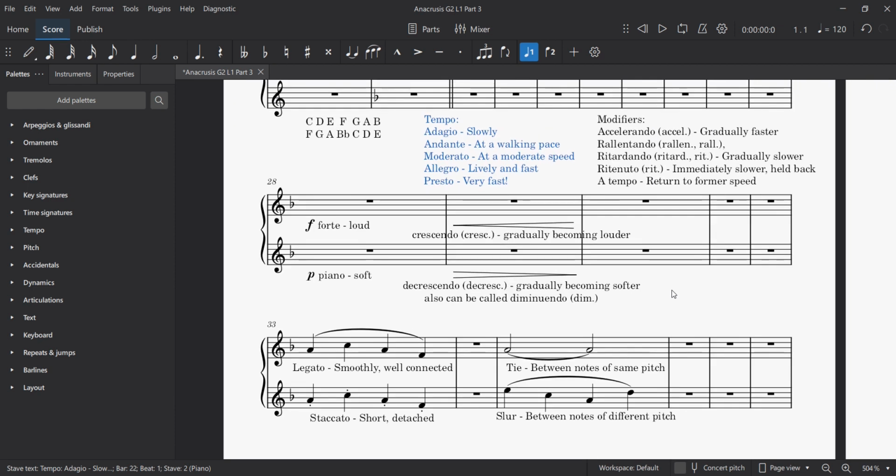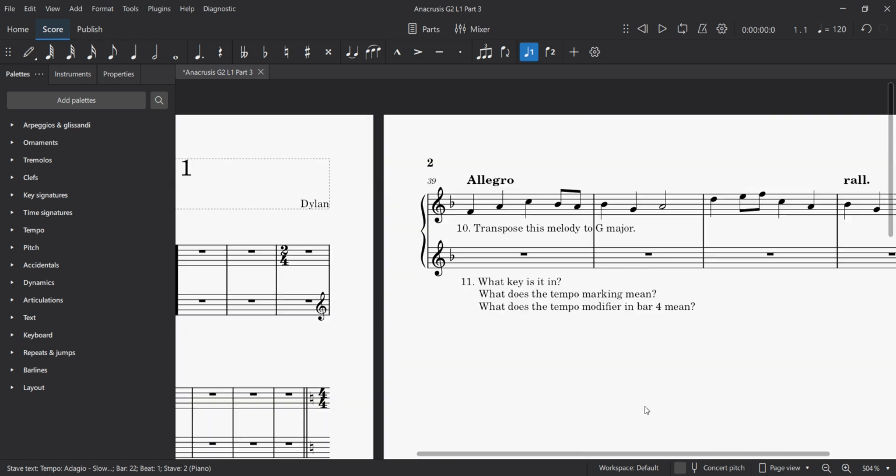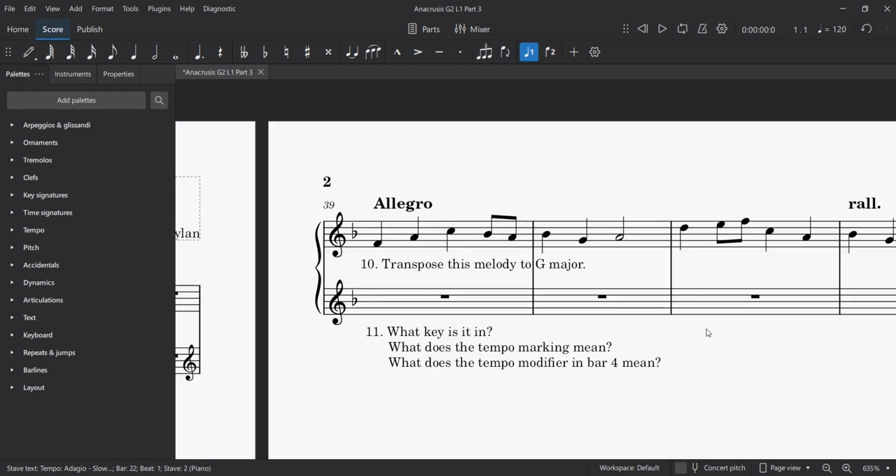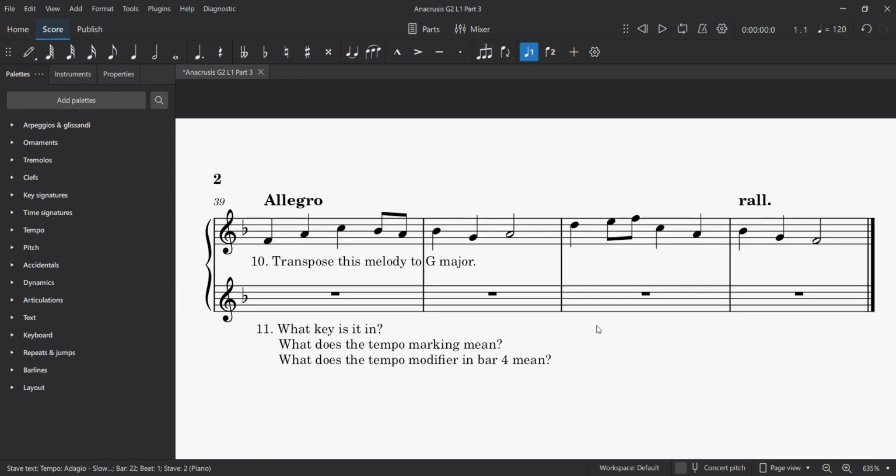Okay, let's close this off with a bang. Try to transpose this 4-bar melody to G major. Now, additionally, what does the tempo marking mean? What is the tempo modifier in bar 4? And also, what key is this originally in? Pause the video to try out for yourself. All right, let's take a look.